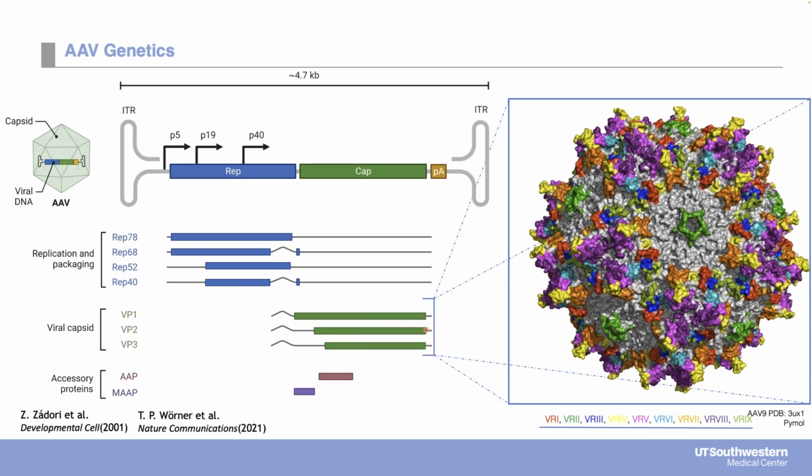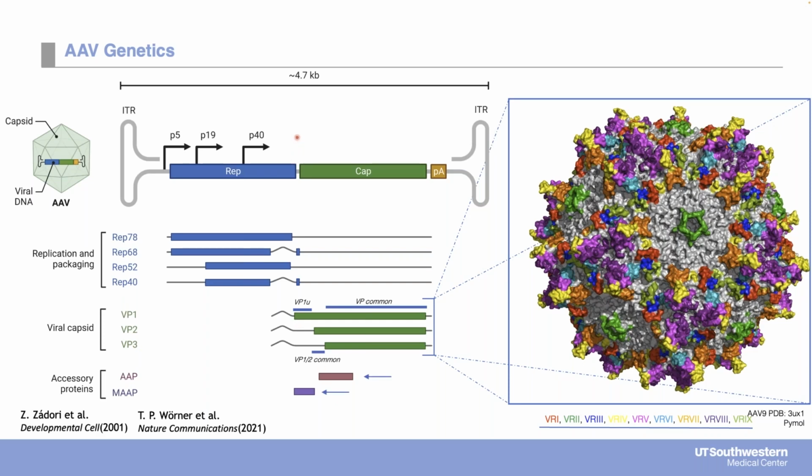These are VP1, VP2, VP3, and they all seem to share a common VP3 region that makes up about 90% of the virus. They differ by small N-terminal extensions, as you can see here on the diagram. Additionally, what I find interesting is that AAV also encodes 2 accessory proteins, but these are found in an alternate open reading frame, and these are AAP and MAAP.